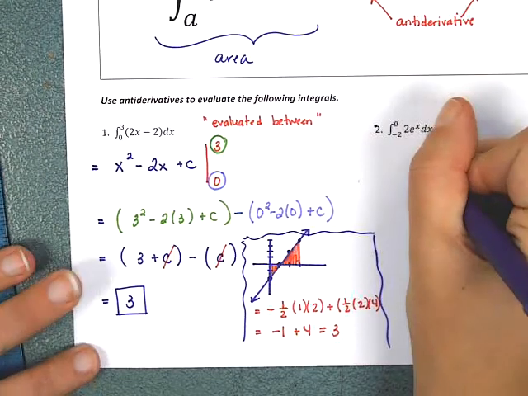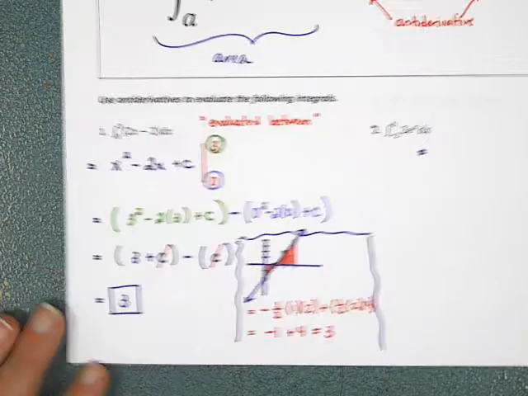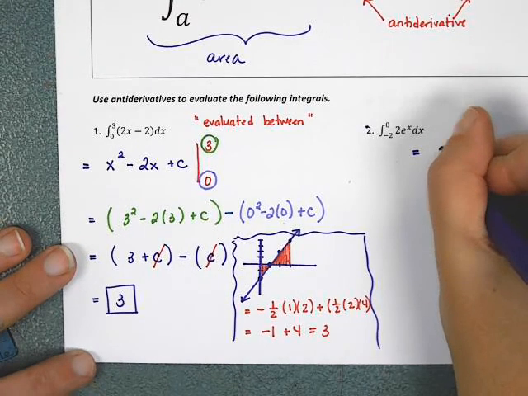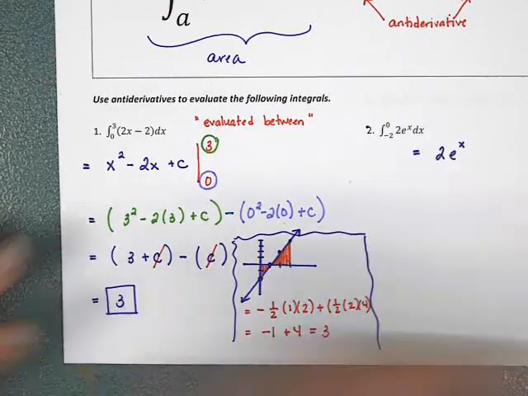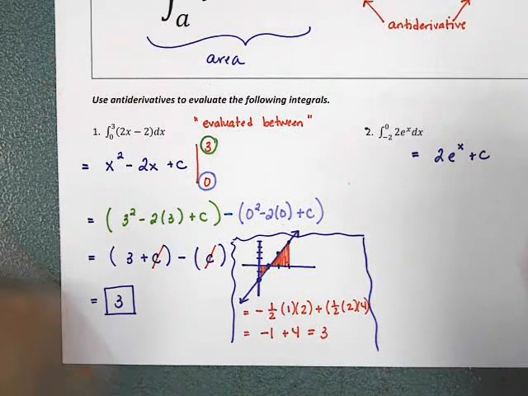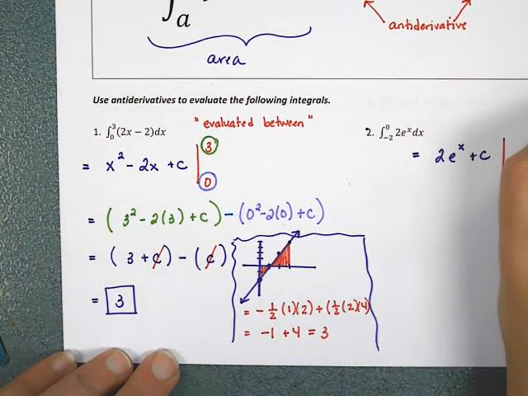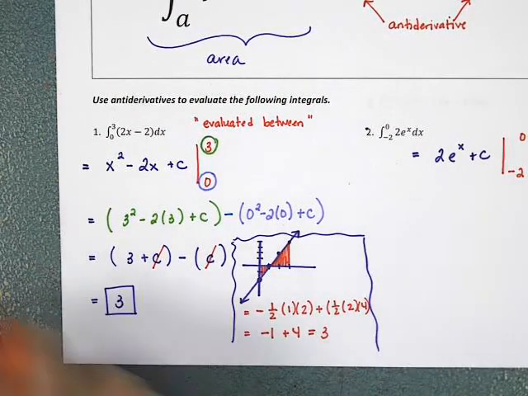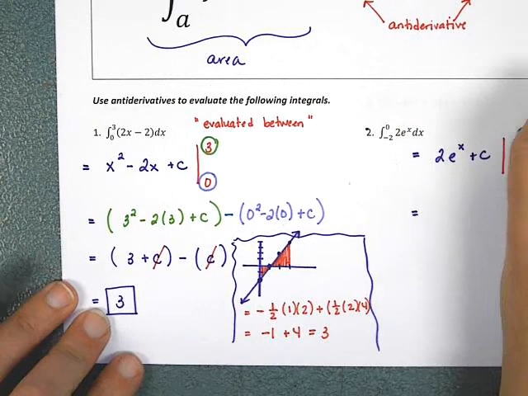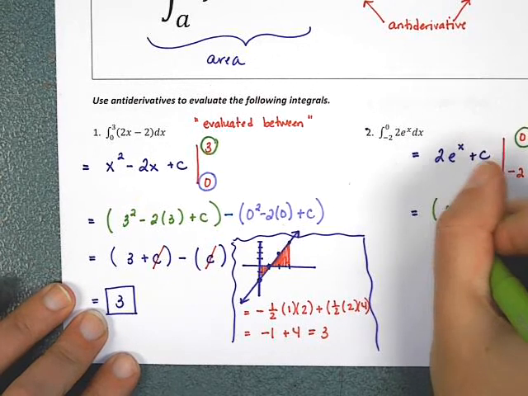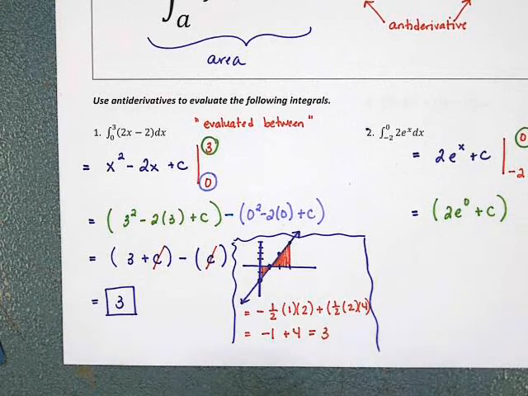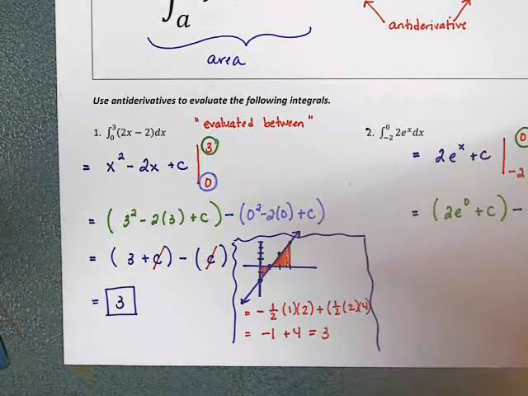So for the next problem, step 1 is going to be to find the antiderivative. The antiderivative of 2e to the x is just 2e to the x plus c. Then we draw a line and we write evaluated between -2 and 0. Now we're going to plug in the top number first, and we get 2e to the 0 plus c, minus, and we're going to plug in the bottom number second.